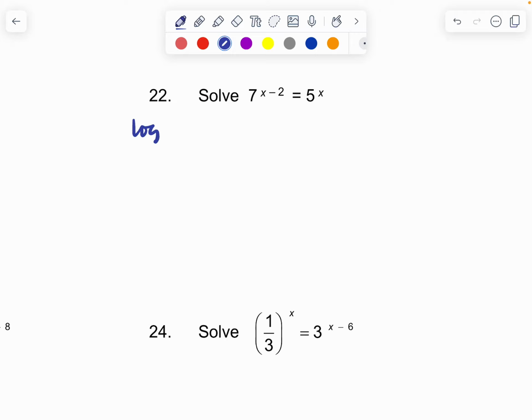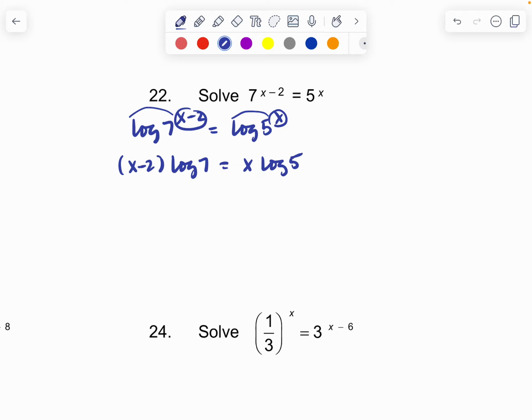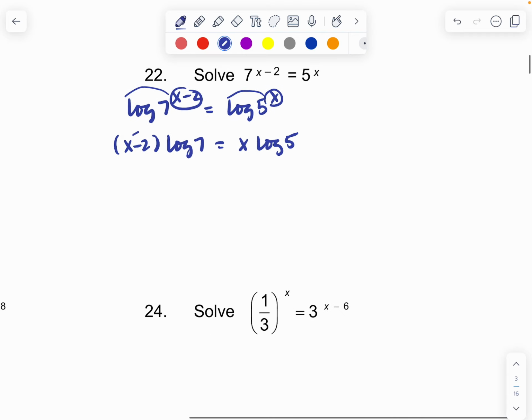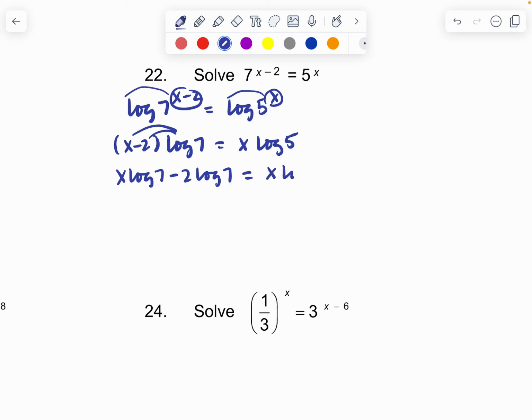So I'm going to have the log of 7 to the x minus 2 equals the log of 5 to the x. Let's bring down our exponents, so you have x minus 2 times the log of 7 equals x times the log of 5. Okay, and I like to distribute, so let's go ahead and do that. X times log 7 is x log 7, and then negative 2 times log 7 is negative 2 log 7, and then that equals x log 5.